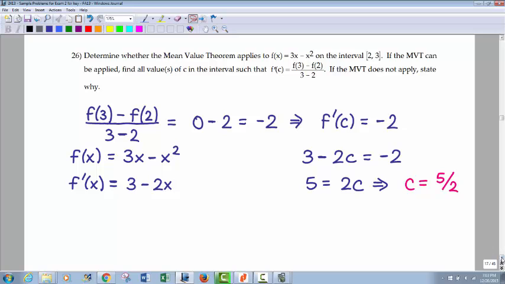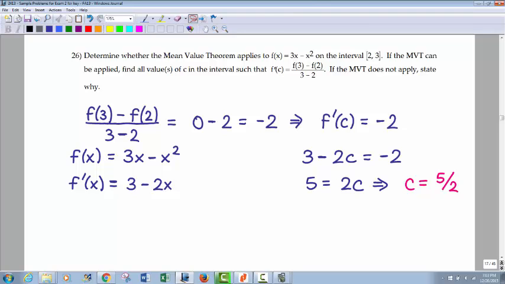Mean value theorem. F of A does not have to equal F of B. It just has to be continuous and differentiable in the interval. In other words, the endpoints don't have to equal each other. So unlike Rolle's theorem, you don't have to check that. If it looks like this function, 3x minus x squared, any straightforward polynomial is going to be continuous and differentiable. So you're set there, no problem.